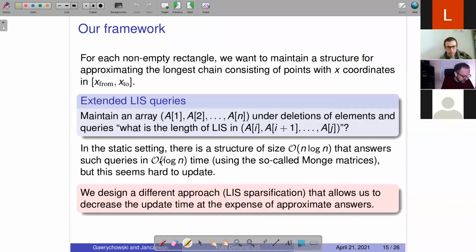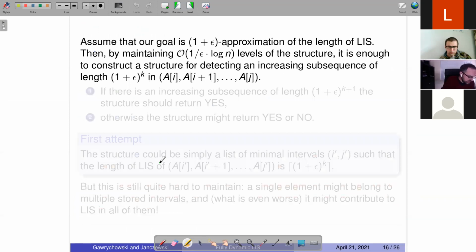Okay, so we will use a different approach that I will call list classification. The update time will be well sublinear, but the answers will be approximate, while the Monge approach gives you exact answers. Okay, so what's the idea? Our goal will be a 1 plus epsilon approximation of the longest chain, the longest subsequence.